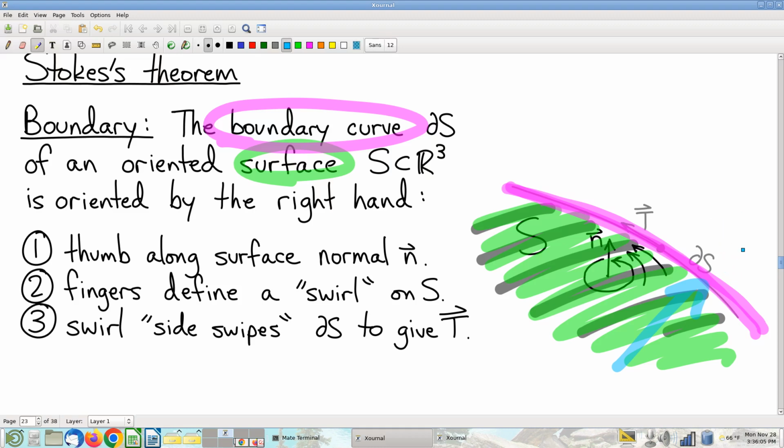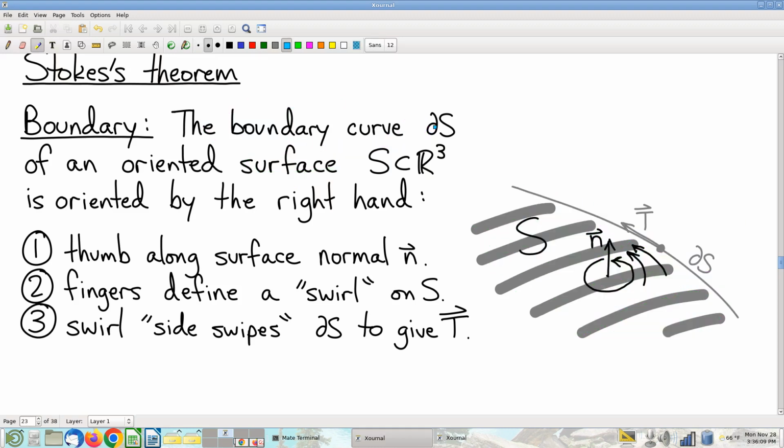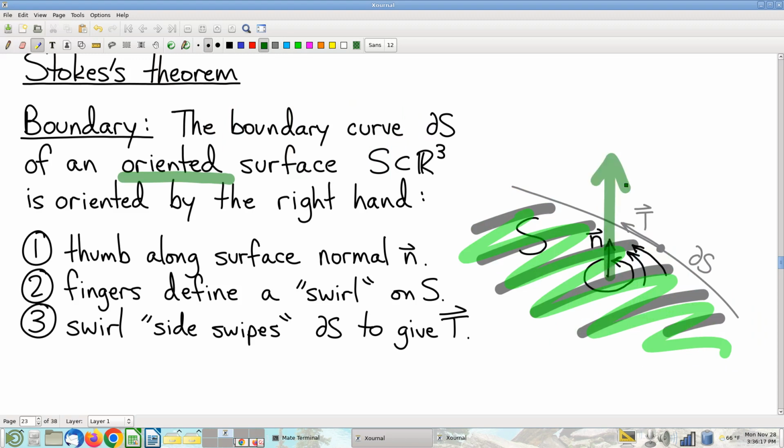Okay. But what we really need to worry about is orientation. So if I have an oriented surface, here again is our surface. I emphasize this is an oriented surface. That means that there is a normal vector describing what is the positive direction through the surface arbitrarily. No particular reason, by the way, but arbitrarily I'm drawing this as a surface oriented upward.